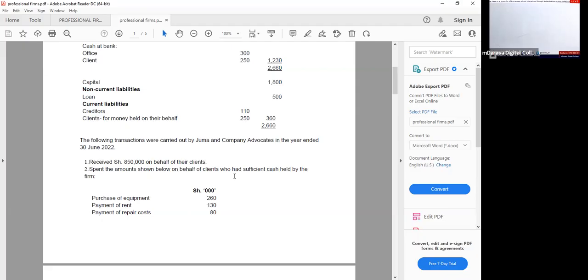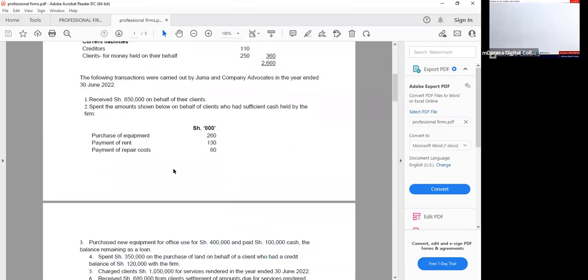Very key to understand. But if at all we had insufficient funds, that meant that we should have debited our clients account, office column, and we credit our cash book account, office column, because we'll be paying on their behalf. So that was with sufficient.